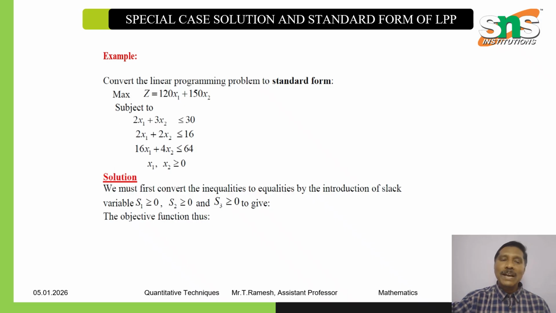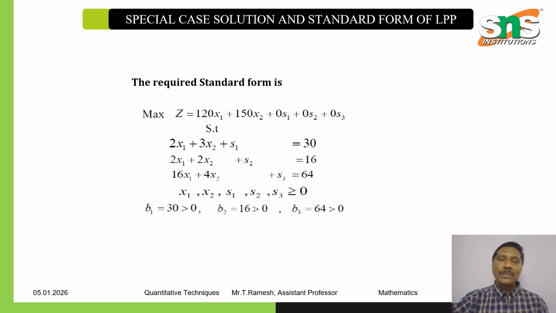So to the first equation we add slack s1. After that, we get 2x1 plus 3x2 plus s1 is equal to 30, 2x1 plus 2x2 plus s2 is equal to 16, and 16x1 plus 4x2 plus s3 is equal to 64. x1, x2, s1, s2, s3 are all greater than or equal to 0. Before that, in the maximum, we add the slack variables. The cost of the slack variables is 0, so 0s1 plus 0s2 plus 0s3 is added to the objective. So we get the form.